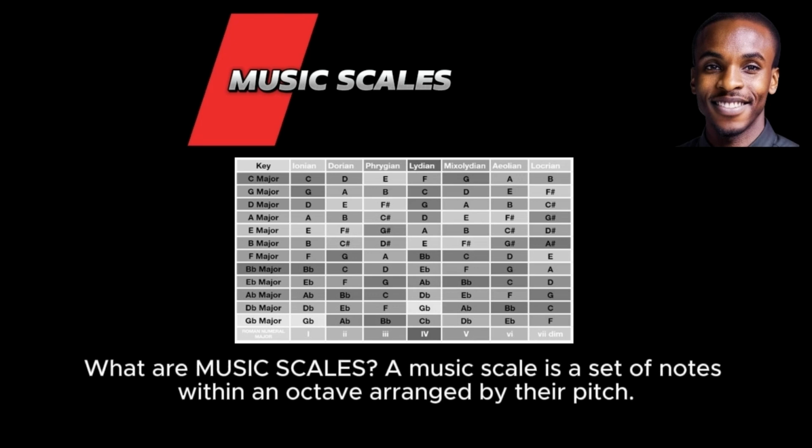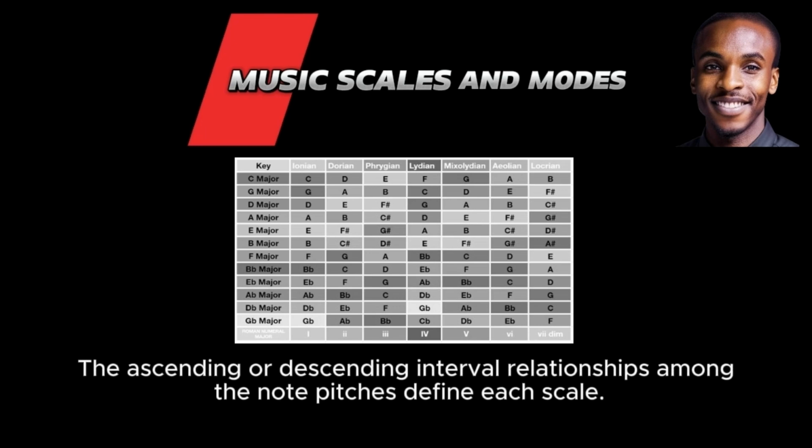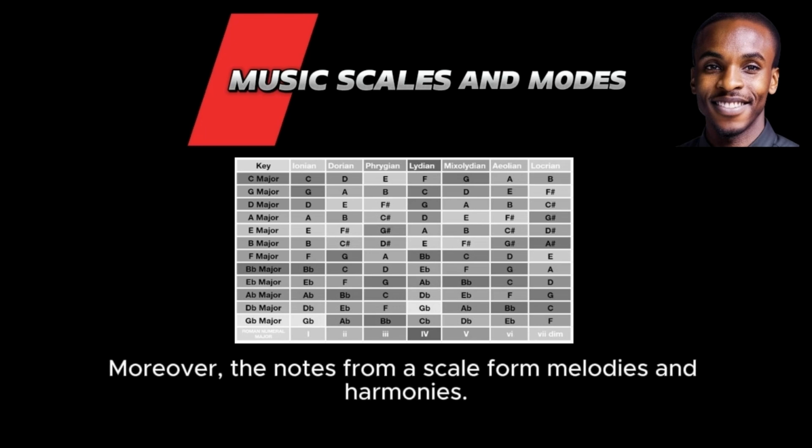What is a music scale? A music scale is a set of notes within an octave arranged by their pitch. The ascending or descending interval relationships among the note pitches define each scale. Moreover, the notes from a scale form melodies and harmonies.